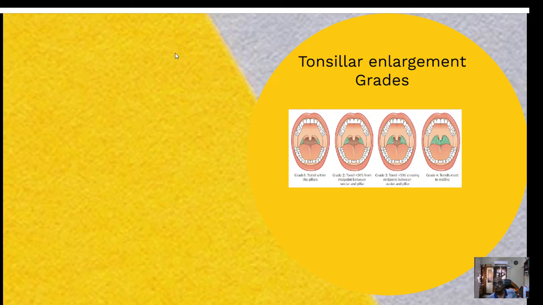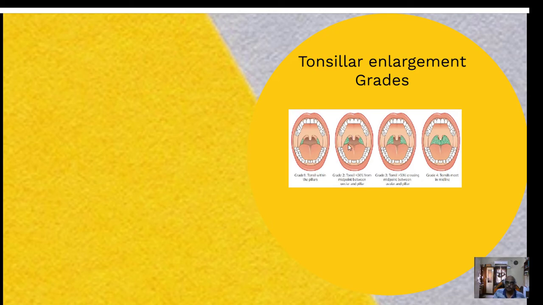In grade 2 enlargement, the tonsil will be enlarged so as to reach 50% of the distance between the base of the uvula and the anterior pillar. As shown here, this is grade 2. In grade 3 enlargement, it exceeds 50%. It just crosses the 50% mark.